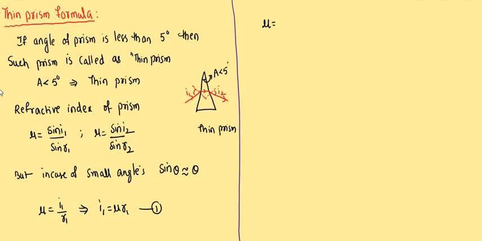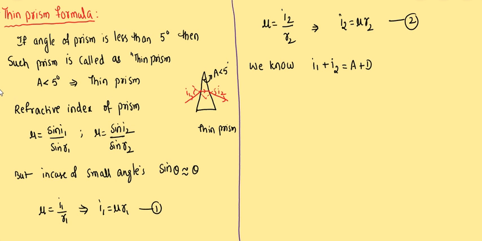And nu is equal to sine I2 by sine R2. We write sine I2 as I2, and sine R2 as R2. Then from that we will get the I2 formula. I2 is nu R2. This we can consider as equation 2. And then we already know from the prism derivation that I1 plus I2 is equal to A plus D. This we know. And one more formula we know, R1 plus R2 is equal to A.